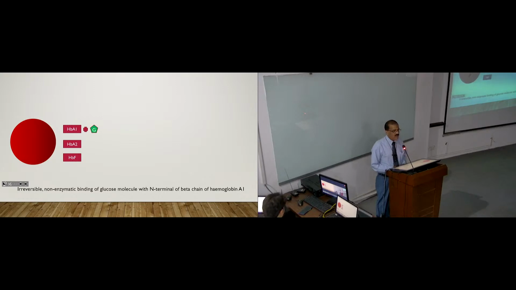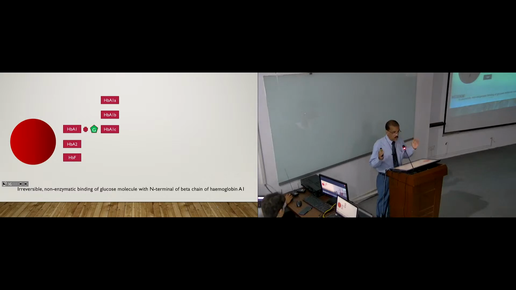And you know, we also have glucose in the blood. All of us, whether you are diabetic or not, if you're healthy, even then you have a certain level of glucose. So glucose and hemoglobin, particularly hemoglobin A1, are circulating in the blood, both in their required concentration. Now they can get glycated. What is glycation? It is an irreversible, now this is important, irreversible but non-enzymatic binding of a glucose molecule with the N-terminal of the beta chain of hemoglobin A1c. A little tricky, but it is a non-enzymatic binding.